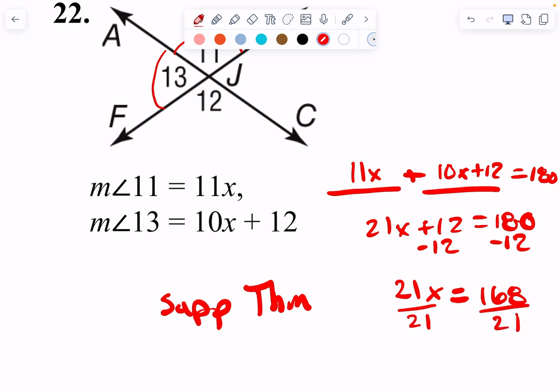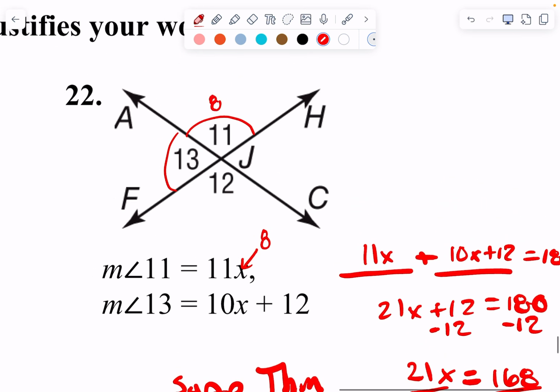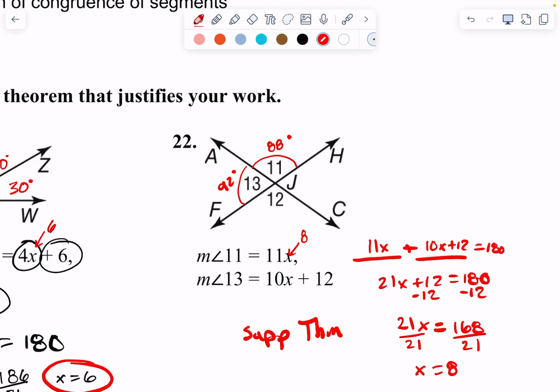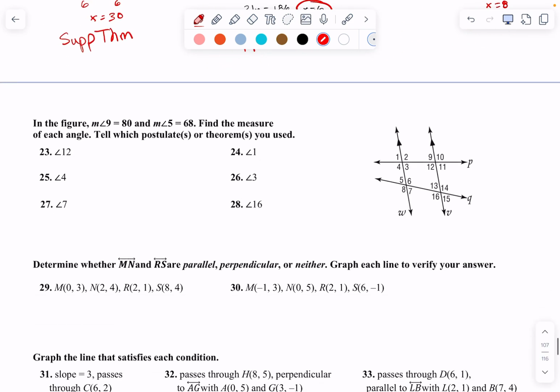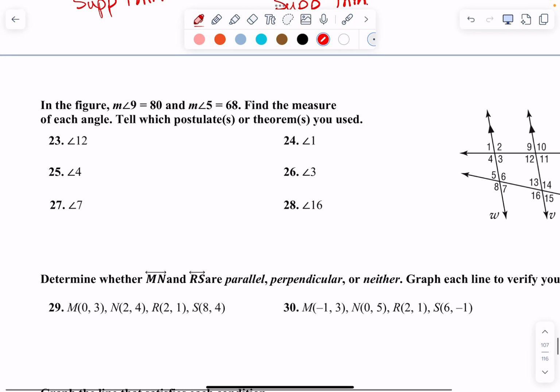X is 8. Thank you. Plug it back in. If we put 8 in, angle 11 is 88. Angle 13, if I subtract from 180, that is 92. Yeah, 92 degrees. Got it? Yes? Okay. Jack had that answer a long time ago.